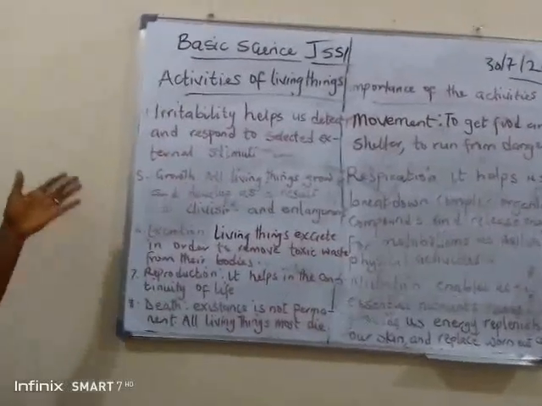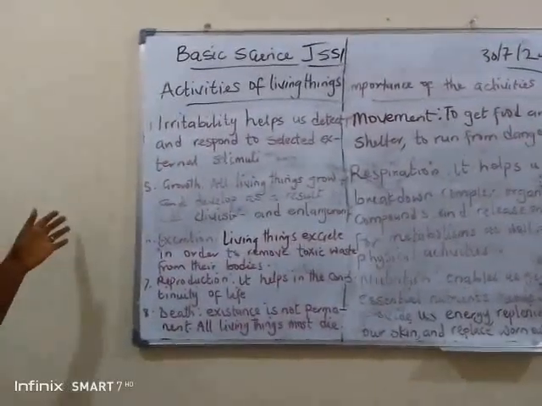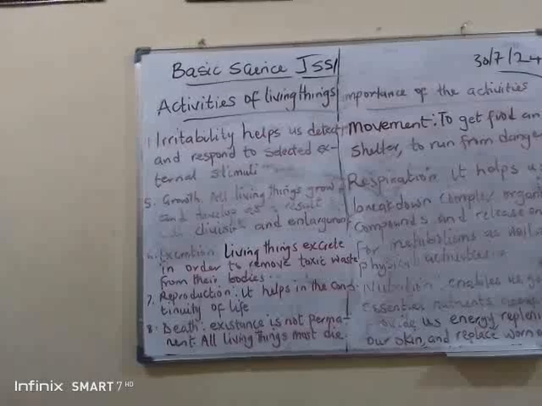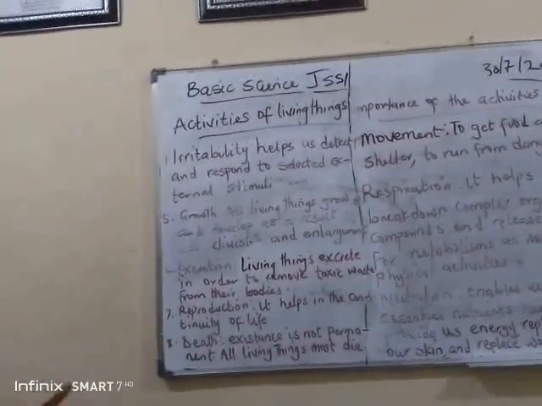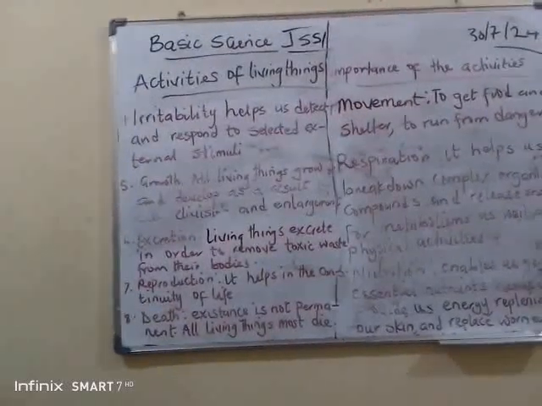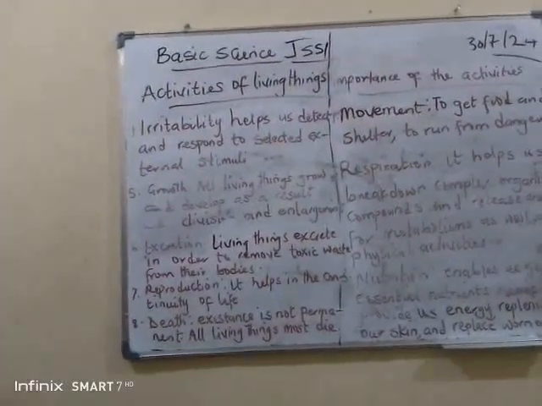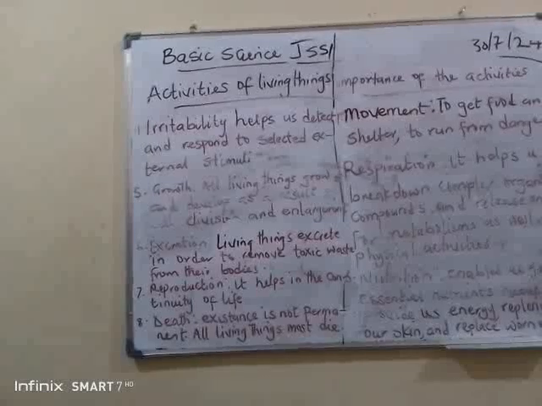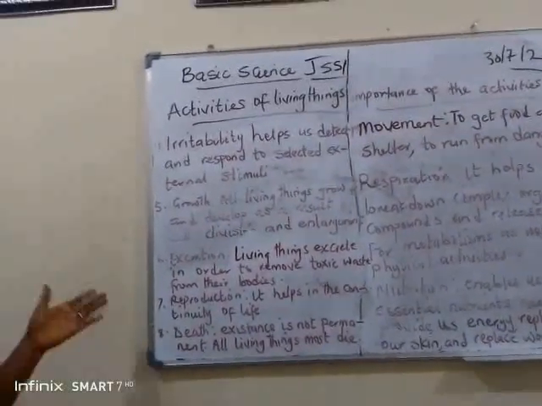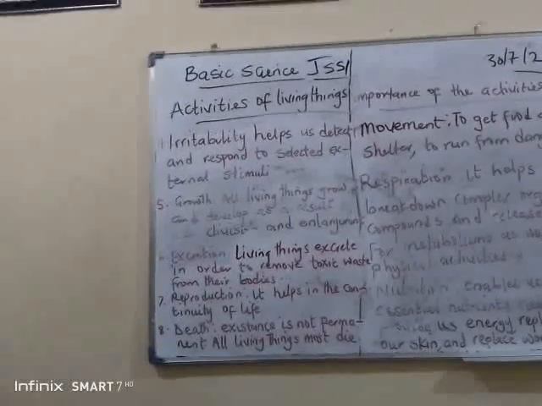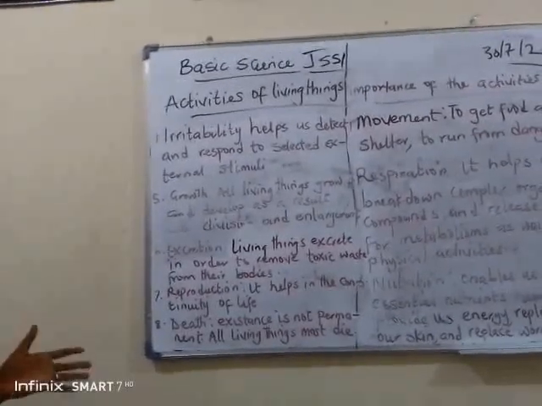Now, irritability here helps to detect and respond to selected external stimuli. And then growth. All living things grow, like I said when we were explaining it. They grow and develop as a result of cell division and enlargement. Excretion is important because living things are able to remove toxic waste from the body.